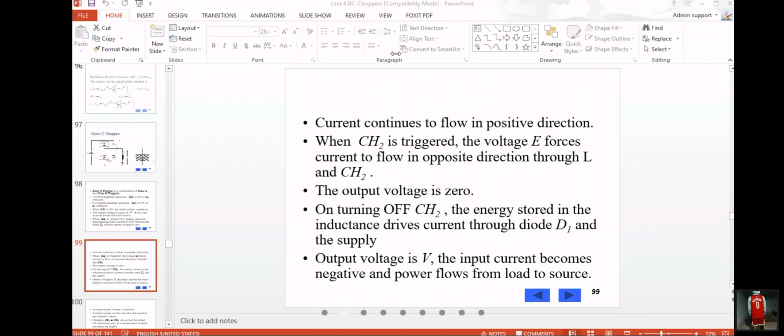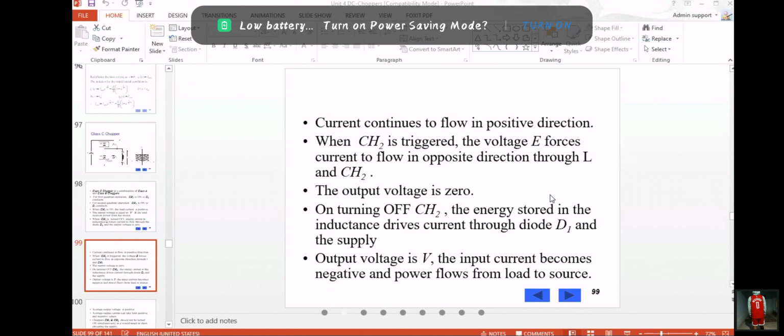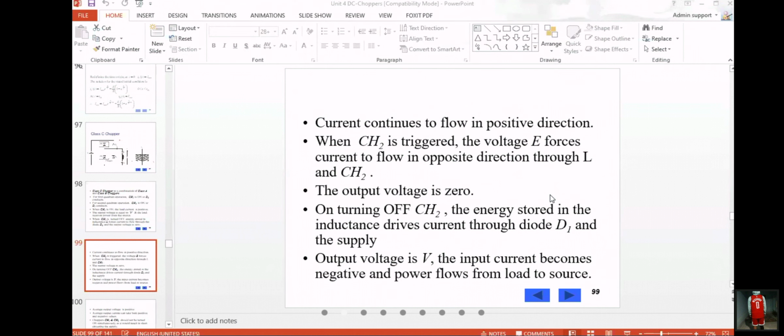Sir, again, this one. So last time there were two methods, no sir. One is pulse width modulation and the other is frequency control modulation. Sir, in this pulse width modulation, there is the possibility of multiple pulse width modulation also.